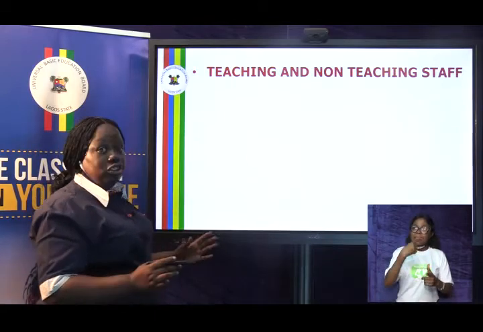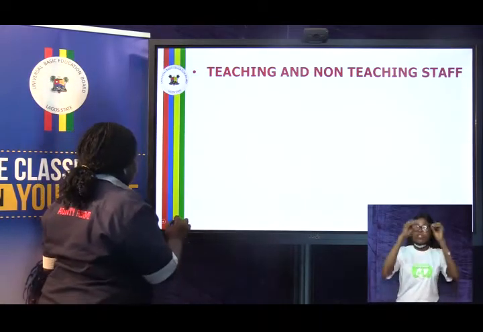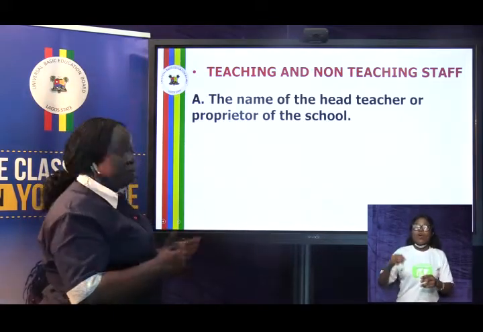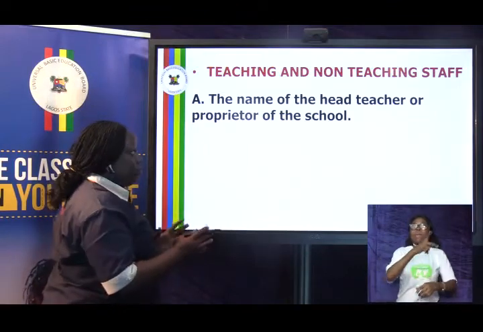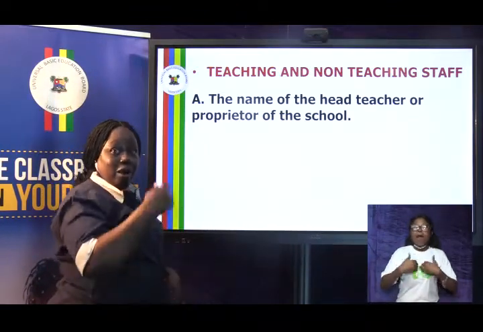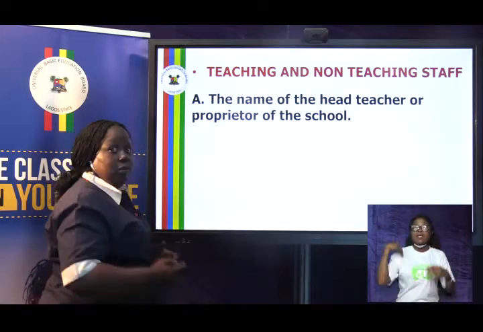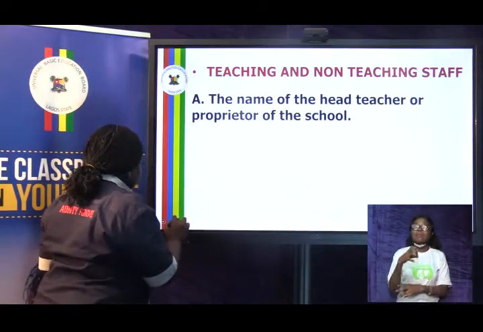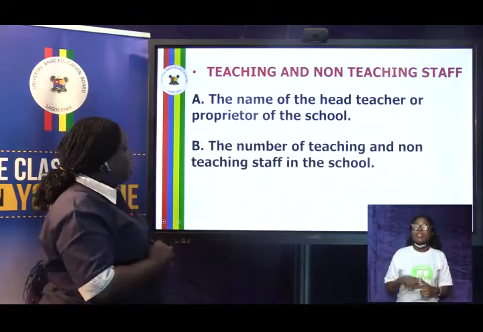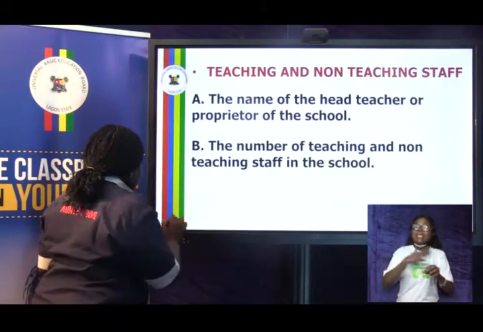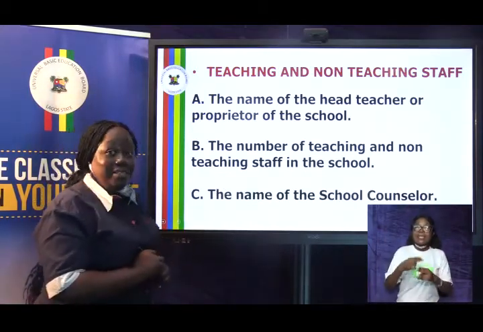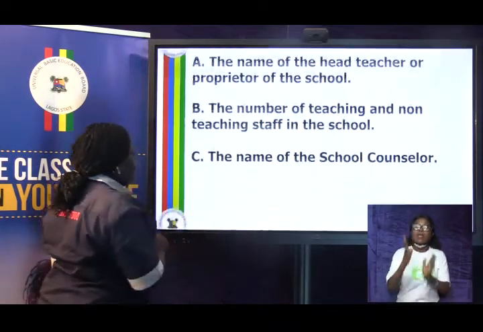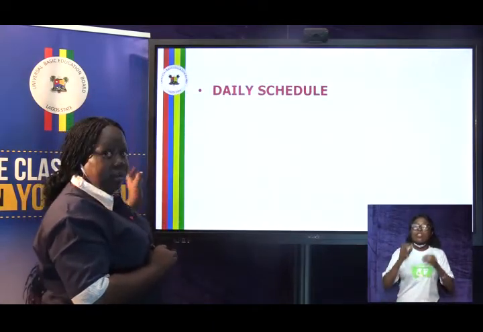Then you talk about the teaching and non-teaching staff in your school. What is the name of your head teacher or proprietor? So there are some of you that have both. You have the proprietor and you have the head teacher too. For some, especially in the public school, you have the head teacher and the assistant head teachers, their names. Then the number of teaching and non-teaching staff in your school. The name of the school counselor. Every school should have a school counselor. So what's the name of the school counselor? That is about the teaching and non-teaching staff.